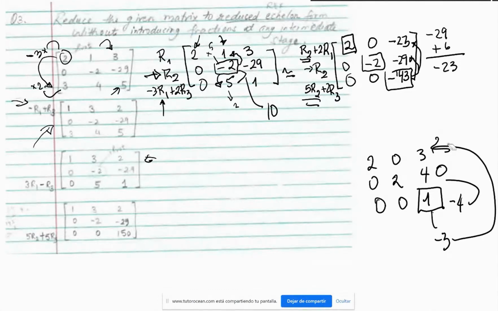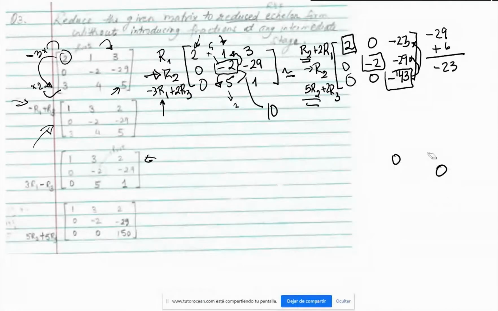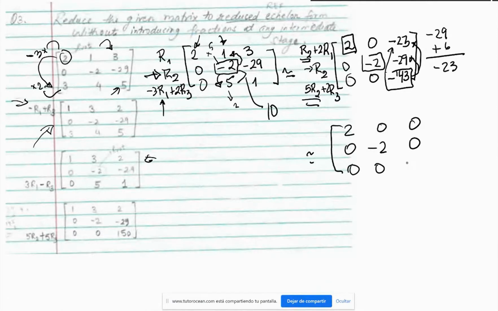That's to say that whenever I get that, I could quickly, if I want, say that the next one is 2, 0, 0, and 0, minus 2, 0, and 0, 0, minus 143.